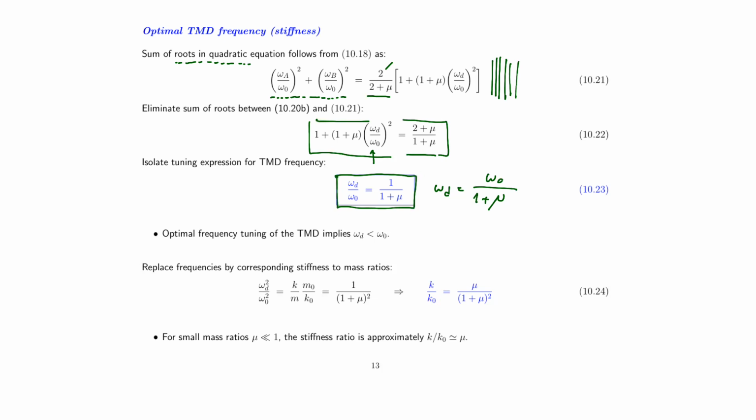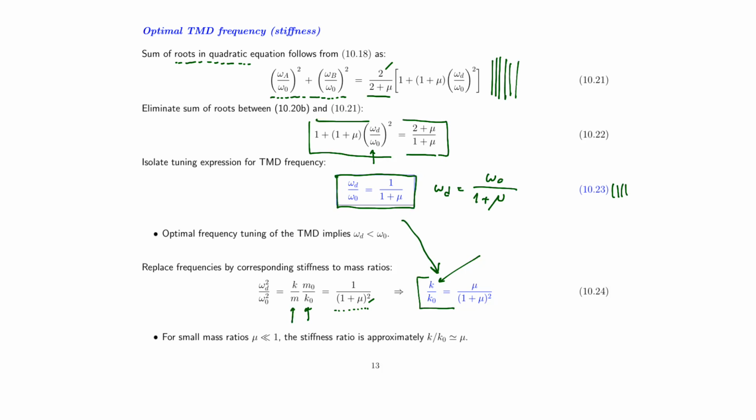Now, omega d squared is equal to k over m, omega 0 squared is equal to k0 over m0, and they should be equal to 1 divided by 1 plus mu squared. We get that from 1023. And that means if we have the optimal TMD frequency, it's quite easy to derive the optimal TMD stiffness.